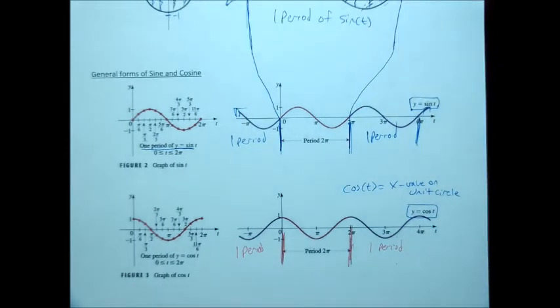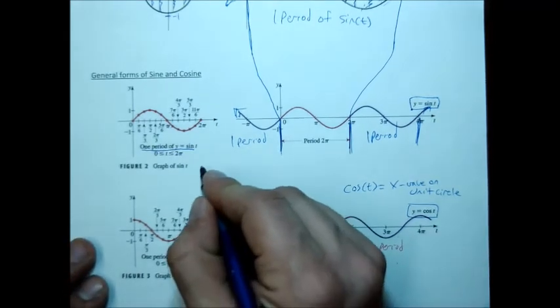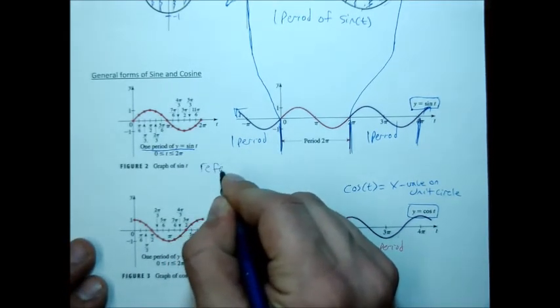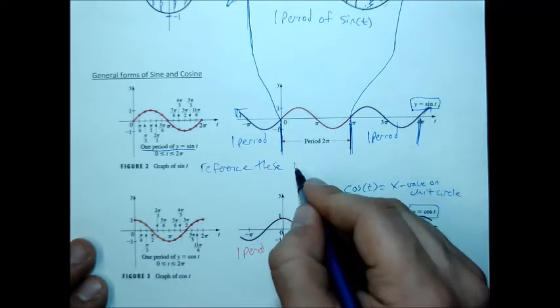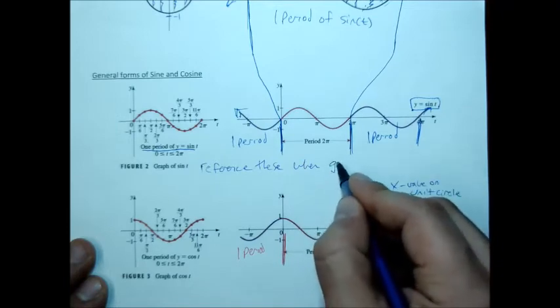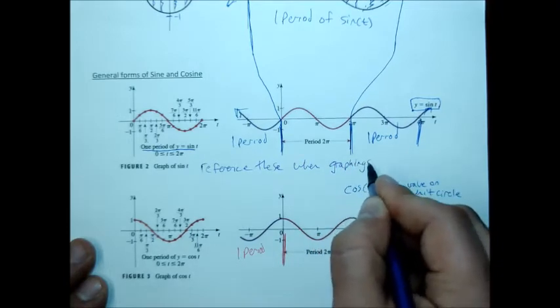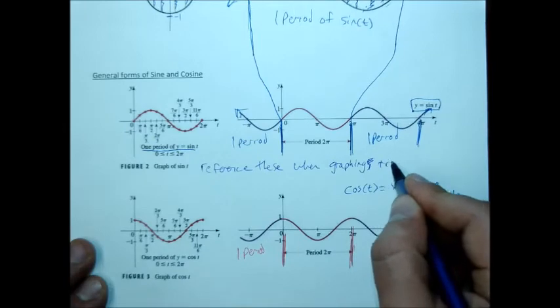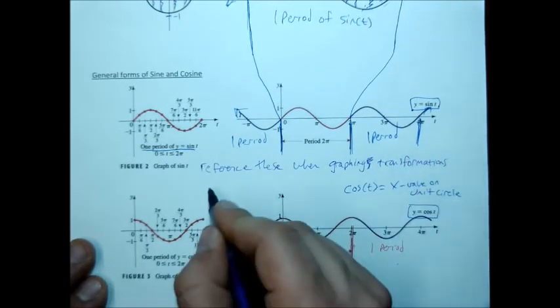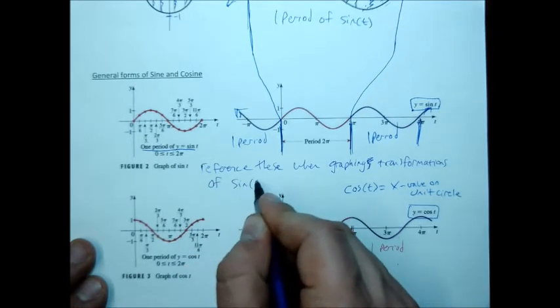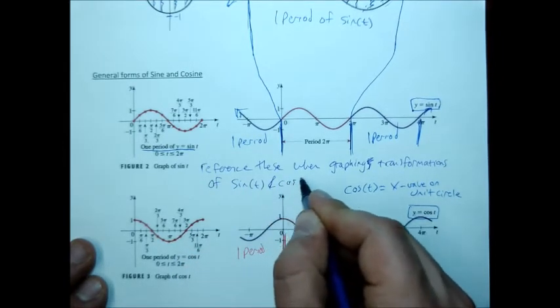In case it wasn't clear, what we want to do based on this page is use these pictures as references when we're doing transformations. So I'm just going to write that down to be very clear. We want to reference these pictures and all the information we just learned about them when we're doing transformations. So reference these when graphing transformations of sine and cosine.